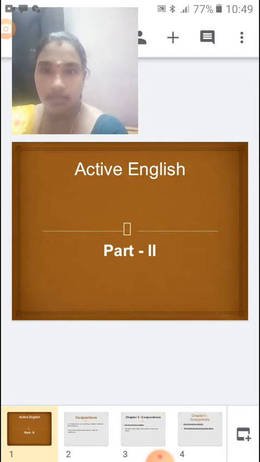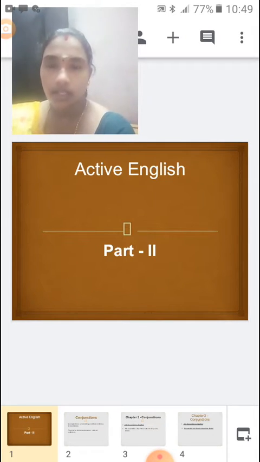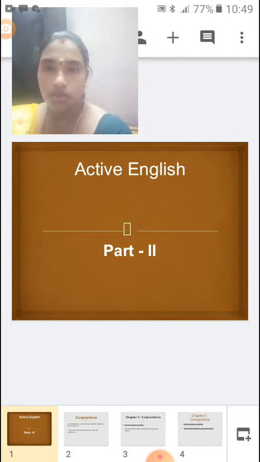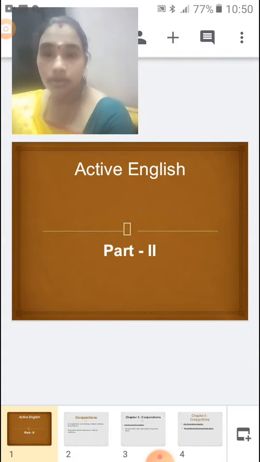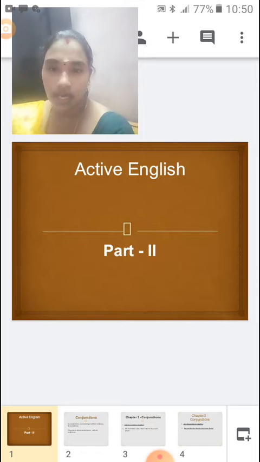In the previous Active English chapter we have seen how to use will and shall. In this chapter we are going to see about conjunctions. You have learnt in your younger classes what a conjunction is, right? Today we are going to do some exercises using conjunctions. Before that, let us see what conjunctions are.